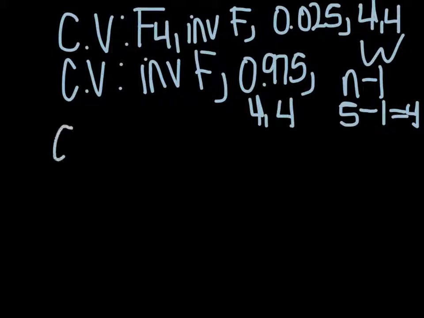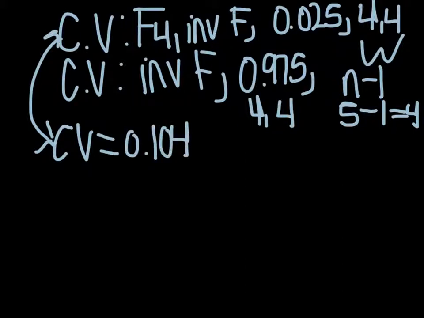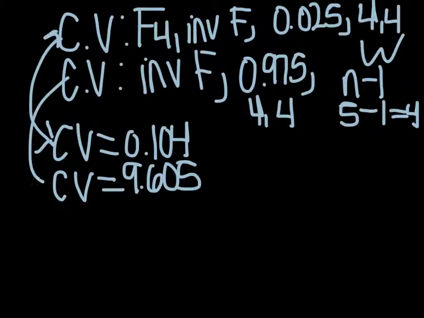So the first critical value is 0.104. The second critical value is 9.605. The next step of this problem is to find the test value.